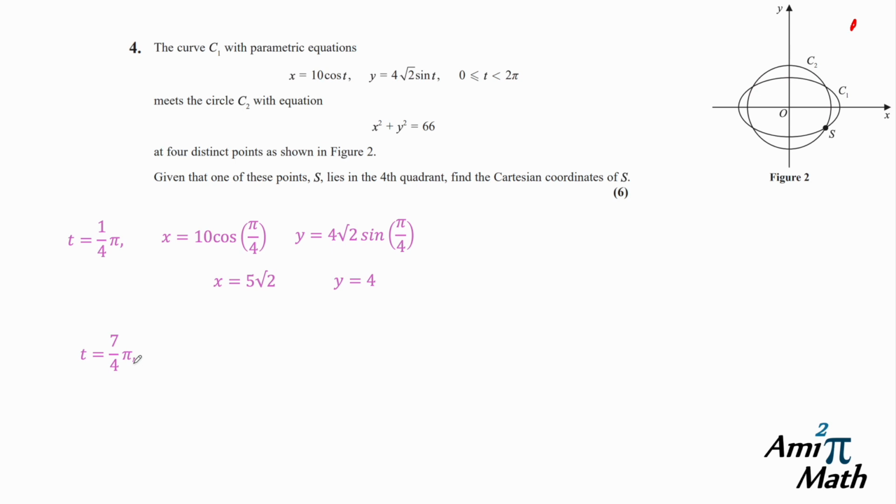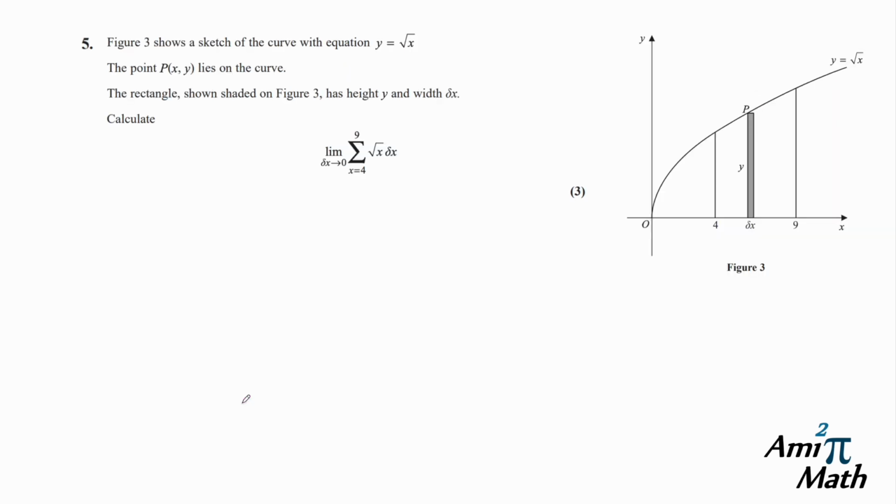We can do t equals 7 over 4 pi, and you just do the same thing you did in the last step, and you get x equals 5 root 2, and y equals -4. Okay, let's check. We've got 5 root 2 somewhere here, and then we've got y somewhere here. So yeah, that can match up with S, because obviously there's 4 different points. You've got 2 more t values, so they must be somewhere here. So your S coordinates are 5 root 2 and -4.